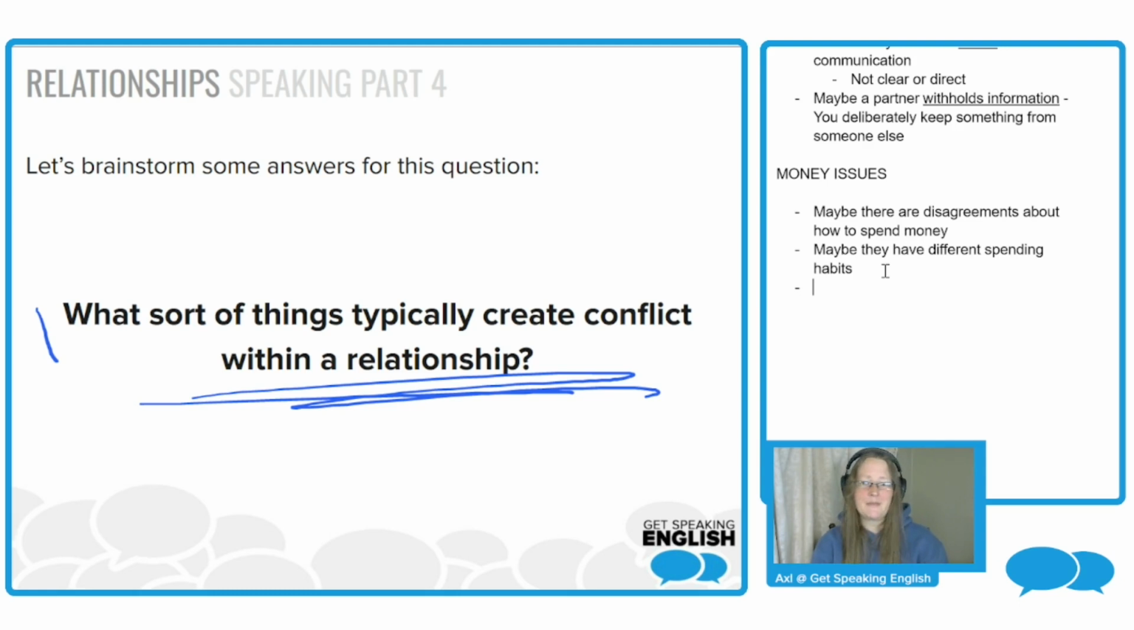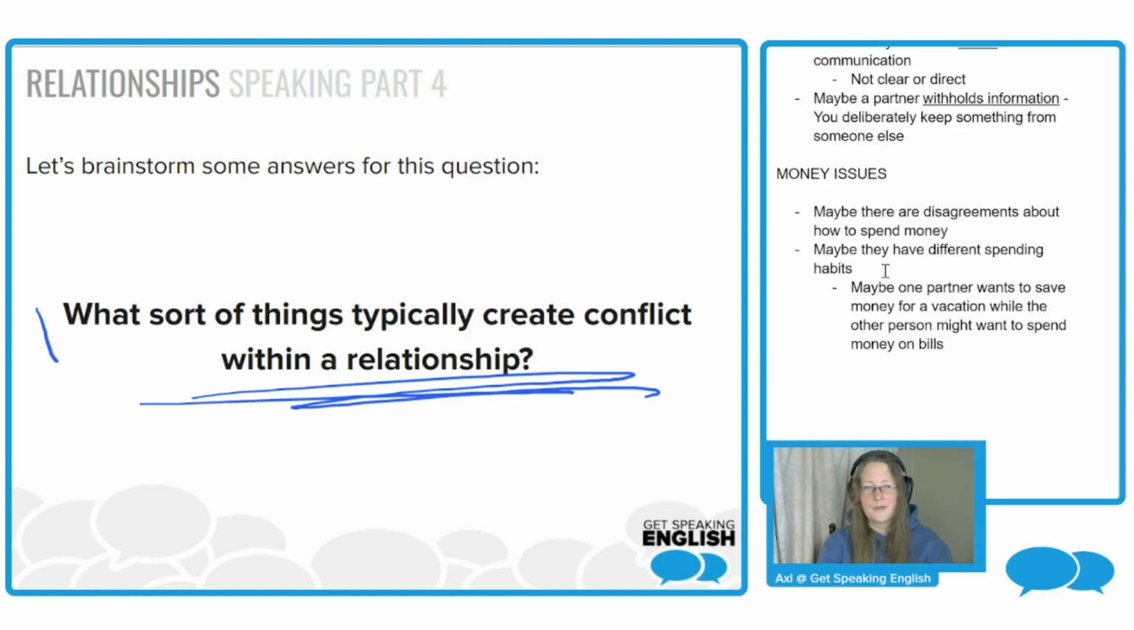So, one example could be maybe one partner wants to save money for vacation while the other person might want to spend money on, I don't know, maybe bills or something. But that would create a lot of issues, right? Or maybe they want to spend money on, I want to say junk, but just different things that maybe aren't necessities, right? Anyways, so that could definitely create a lot of problems, right? If your priorities don't align when it comes to spending money.